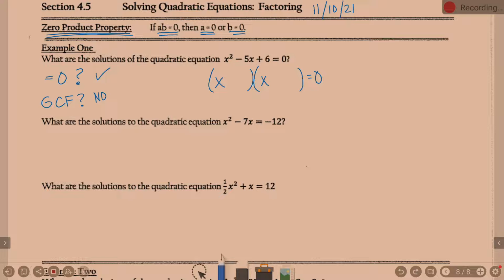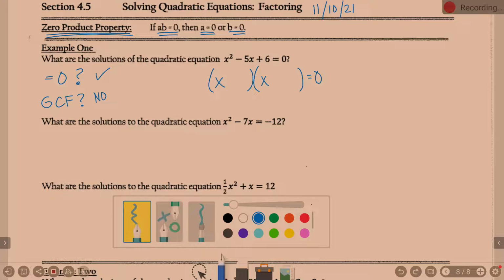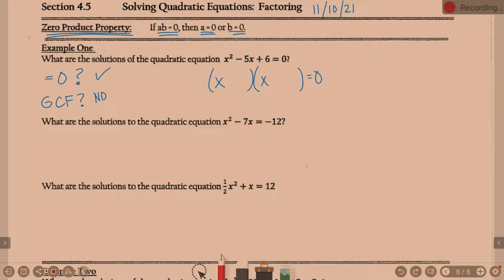So x squared is x and x. How do I decide what goes in the parentheses? A product of 6, a sum of negative 5. Right here, a product of the C term, so a product of 6, and a sum of the B term. Or if you don't like the word product and sum, I want two numbers that multiply to be 6 and add to be negative 5.